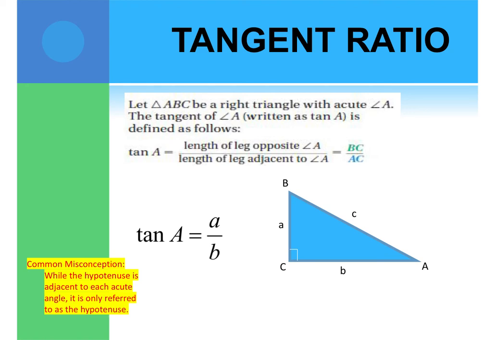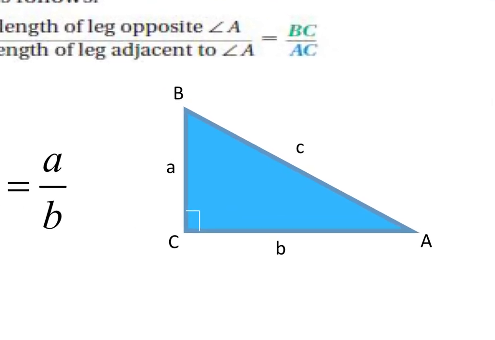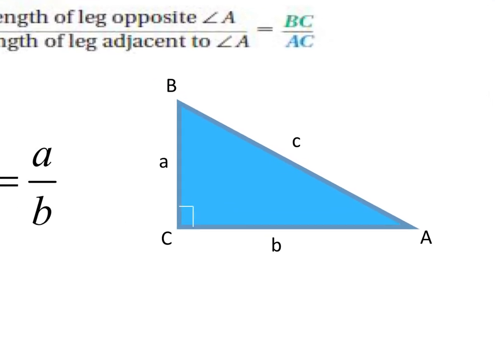So let ABC be a right triangle with an acute angle A. The tangent of A is written as tan A, and it's defined as follows. You start at the angle A. So go down to your right triangle. Guys, don't copy anything down. Just follow with me, okay? Highlight angle A, which is this angle right here.